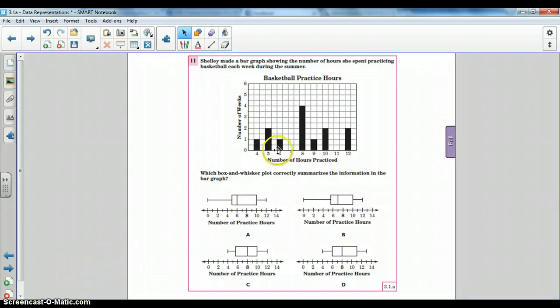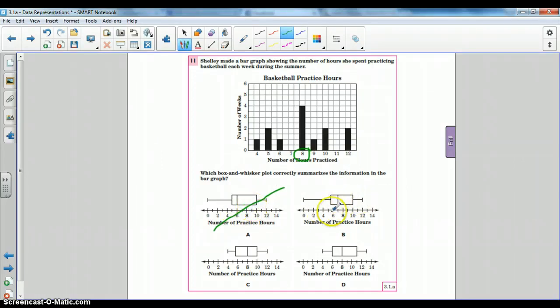So we have 4, 5, 6, 8, 9, 10, and 12. So what is the median or middle number? Our middle number is 8. So our answer would not be this, because remember this bar in the middle of the box and whisker is the median of all the data. Okay, so it's not there.